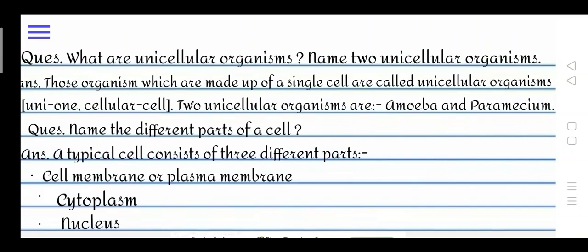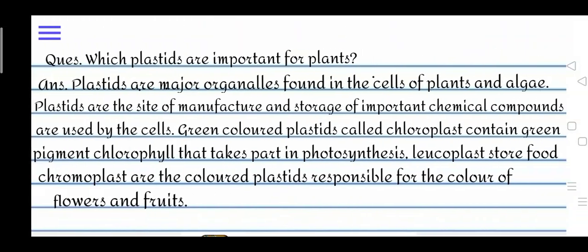Now name the different parts of a cell. A typical cell consists of 3 different parts. First is cell membrane or plasma membrane, second is cytoplasm and third is nucleus.